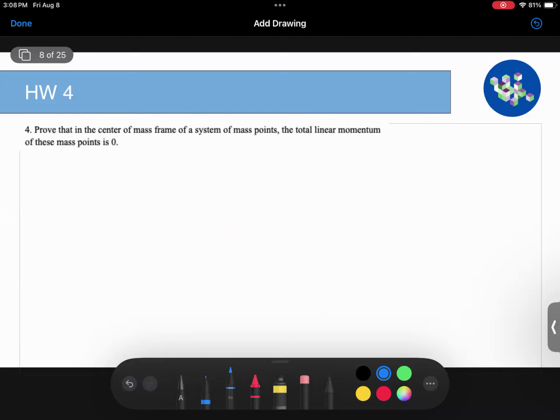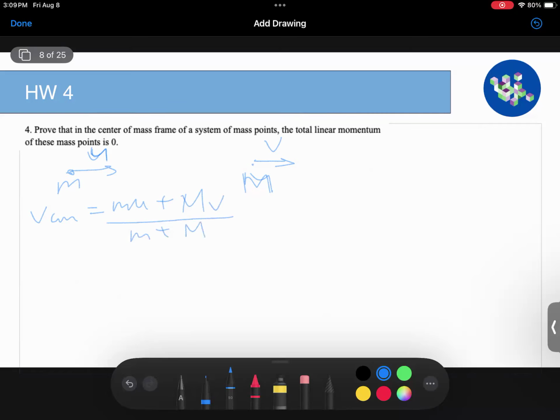Let's keep going. Prove that in the center of mass frame of a system of mass points, the total linear momentum of these mass points is 0. This will be just a bit of algebra. So, for example, if I have a mass m that travels at a speed, let's say u, and a big mass M which now travels at velocity v, then what's the center of mass velocity? Well, I'll get V_CM equals (mu plus MV) over (m plus M), right?